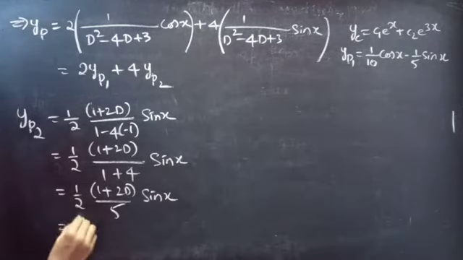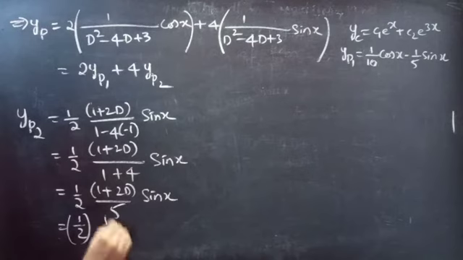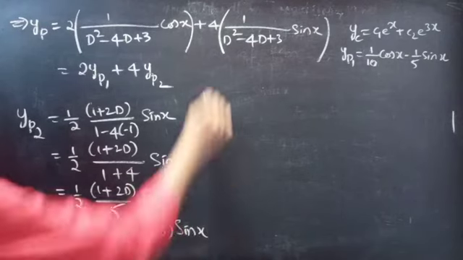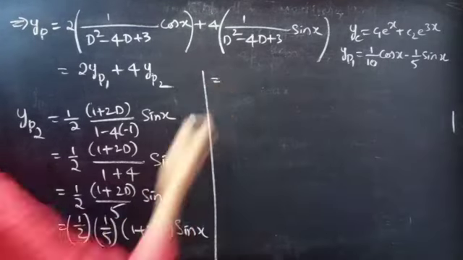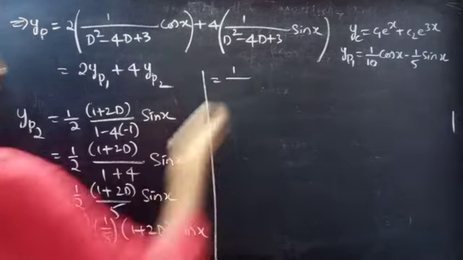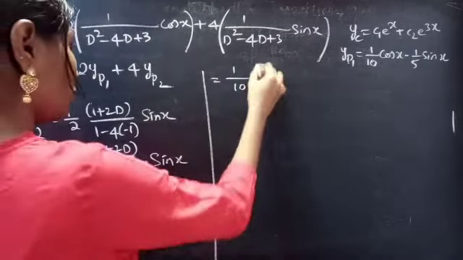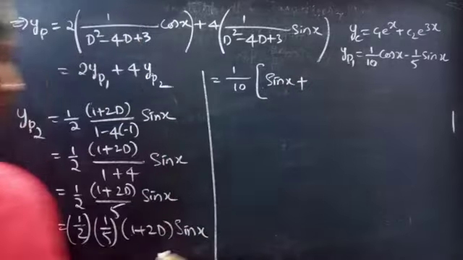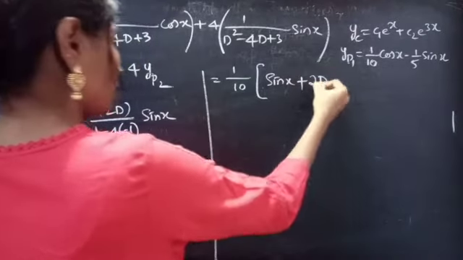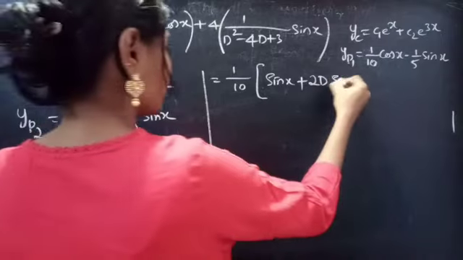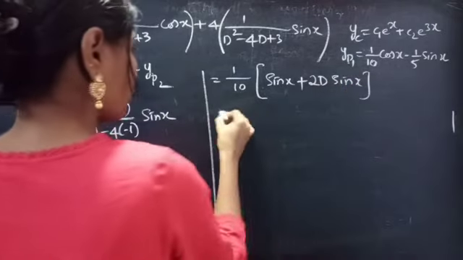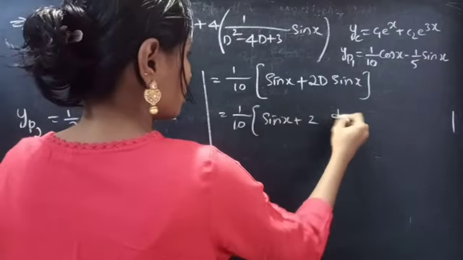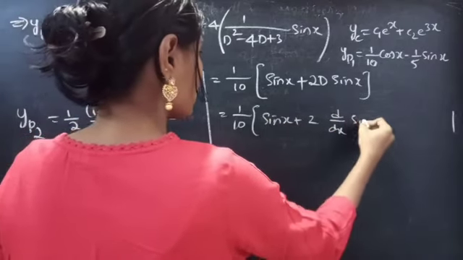Now we can write this as 1 by 2 into 1 by 5 into (1 plus 2D) into sin x. This becomes 1 into 1, 1; 2 5s are 10, into 1 into sin x plus 2D sin x. We know that D is a differential operator, so let's replace it by d by dx into sin x.